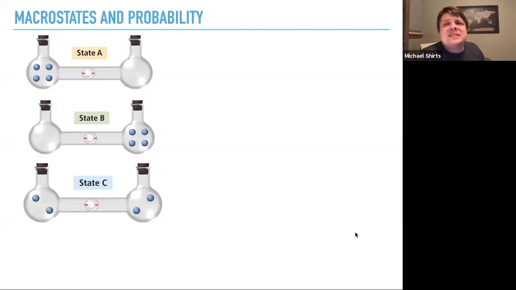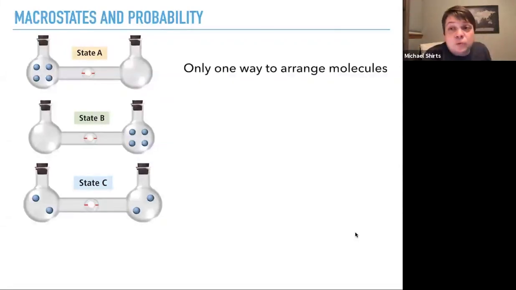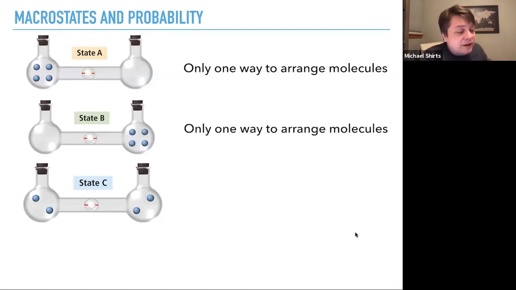And so you can think of these as macrostates, like how many particles are on one side or the other side. State A is one macrostate, it has 4 particles on one side. State B is another, and has 4 particles on the other. And state C has 2 particles on each side. So there's only one way to arrange the molecules consistent with the macrostate, 4 particles there. There's only one way to do that. For state B, there's again only one way to arrange the molecules.